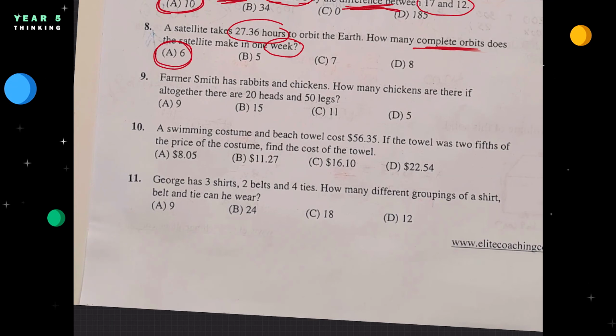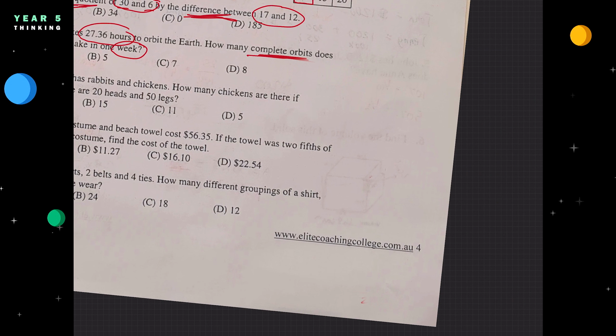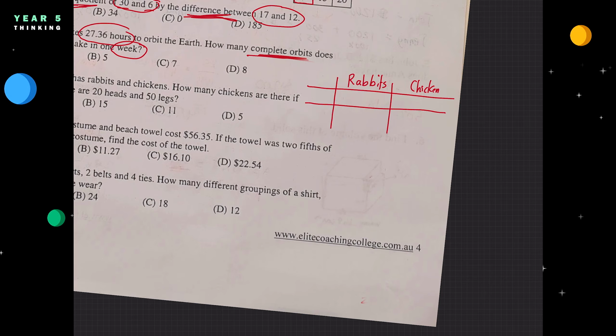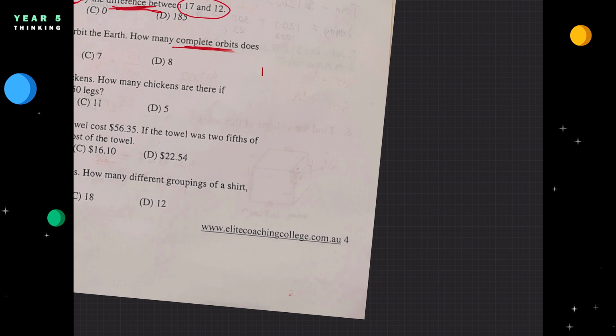Alright. Next one is: Farmer Smith has rabbits and chickens. How many chickens are there if altogether there are 20 heads and 50 legs? So then we have to draw a little table here and it will help us guess. So we have the rabbits and the chickens. Oh, whoops! I forgot one more. I need another. Let me just do it again. Okay, rabbit, chicken, and we need a total as well.